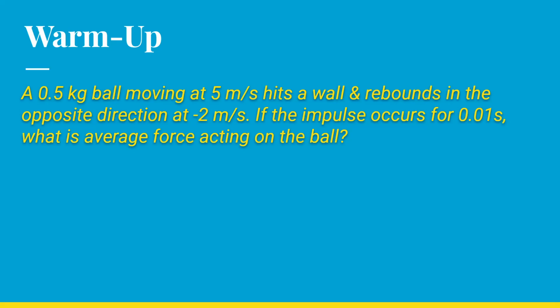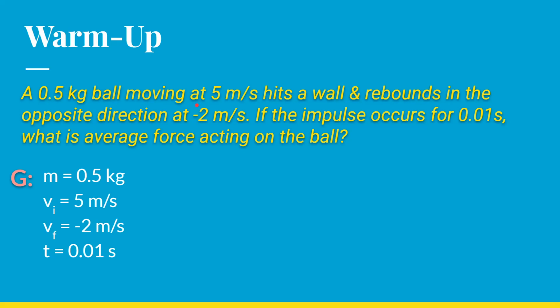But you had a question yesterday in the assignment that talked about a ball, I think it was a ball, hitting a wall and bouncing in the opposite direction. And some of you had trouble finding the change in velocity, because you weren't paying attention to the fact that opposite direction means one of them is positive and one of them is negative. Okay, so if you had that issue with that question yesterday, you might want to go back and look at it again today. But let's go ahead and go over the warm-up question. We're going to start by labeling the information we've been given. So we have a mass of 0.5 kilograms. We have an initial velocity of 5 meters per second.